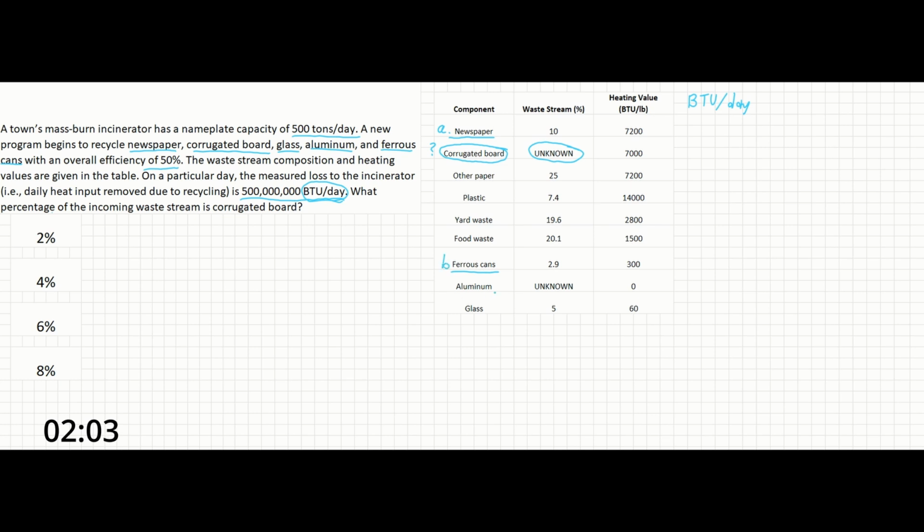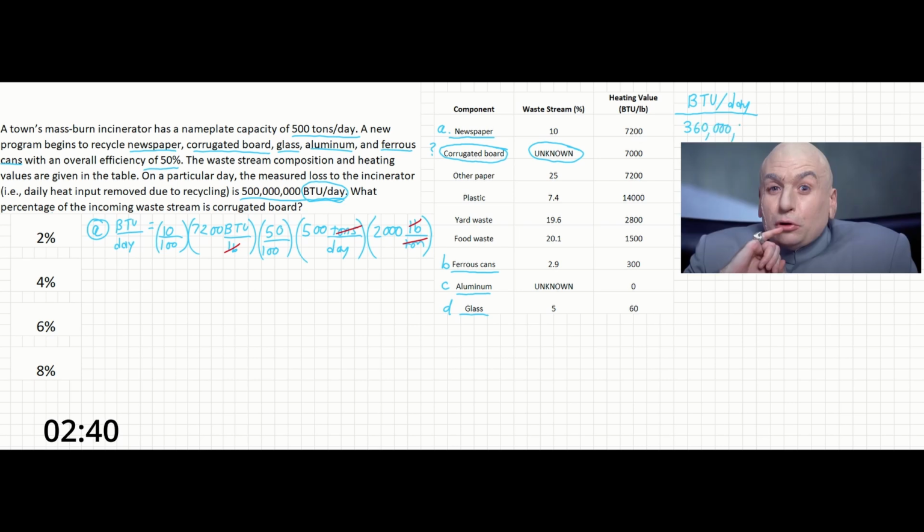So starting with newspaper, we can calculate the BTU per day as follows. The percentage of the waste stream times its specific heating value times the recycling efficiency times the capacity times the unit conversion of pounds per ton to get us to the proper units. For newspaper, this brings us to 360 million BTUs per day.